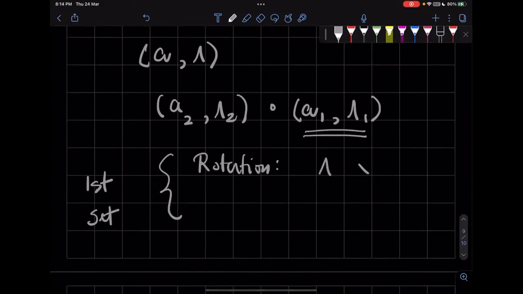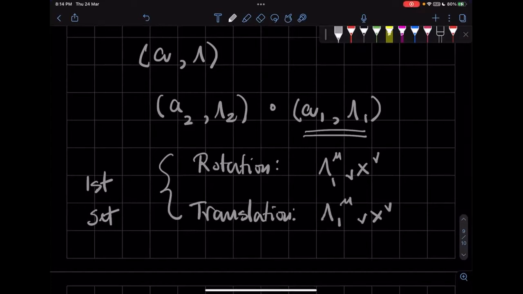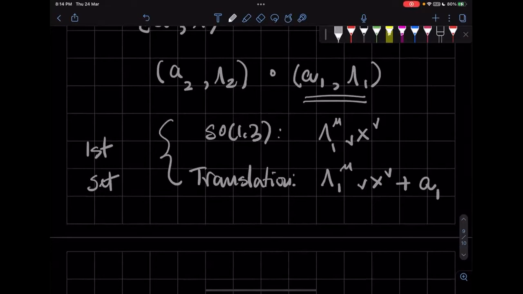So we take a Minkowski space event. Well, we take all the events and we apply the lambda matrix, right? And then we do a translation on the result. So this is the resultant, which is lambda 1 mu nu. Why did I say rotation? Let's not call it rotation. Sorry, SO(1,3). And then we translate it by an amount. Okay, so this is the first set. And then we do the second set of translation.